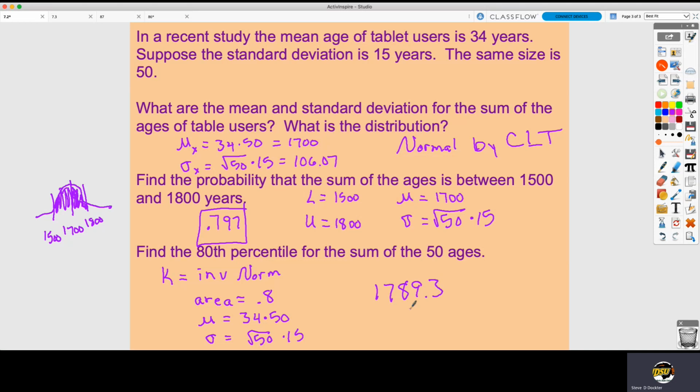All right. What does that 80th percentile stand for again? What's it stand for?